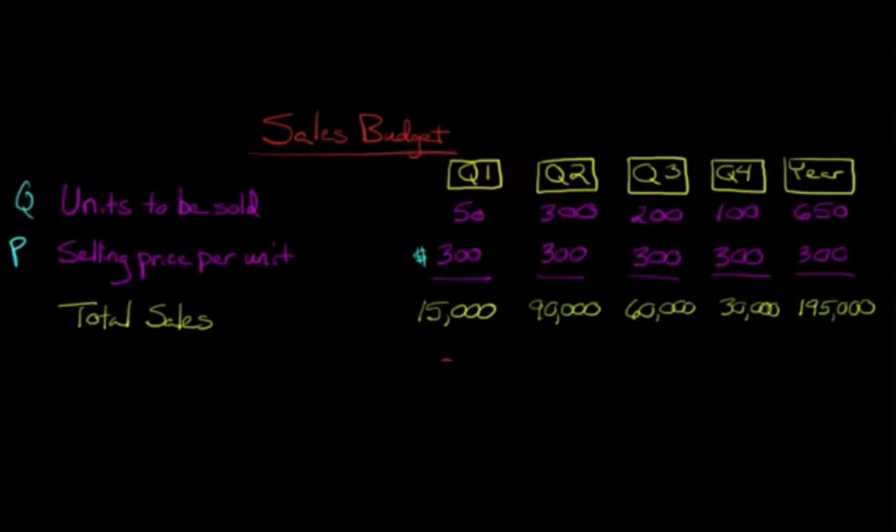Yung units to be sold, sinama ko lahat yung first, second, third, and fourth quarter with a total of 650 per year. And now, if you're going to check if your answer is correct, yung total sales na 195,000 in total, kailangan mag-equal siya if you're going to multiply the units to be sold and selling price per unit. So now 650 and 300. I multiply this and the total for this is 195,000.